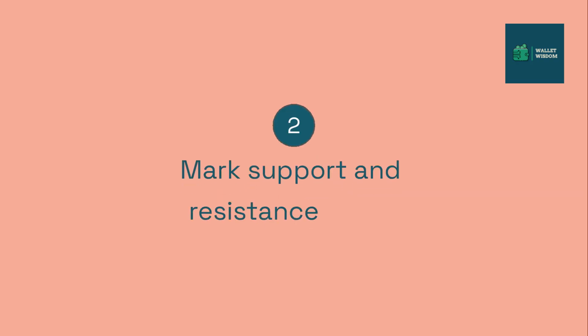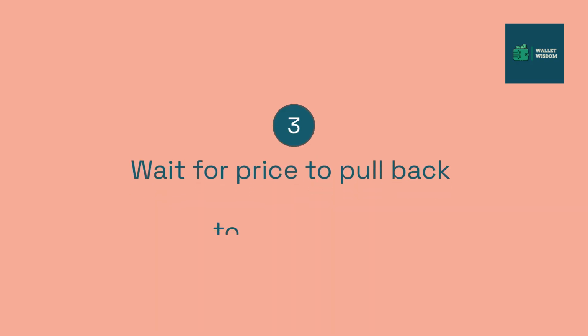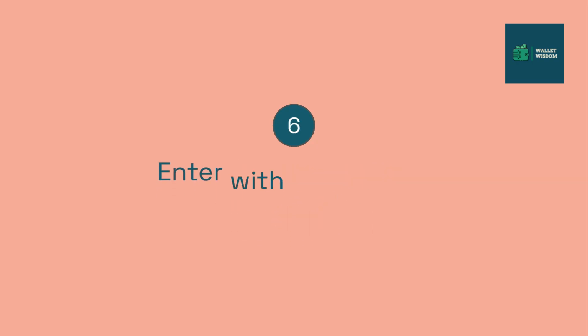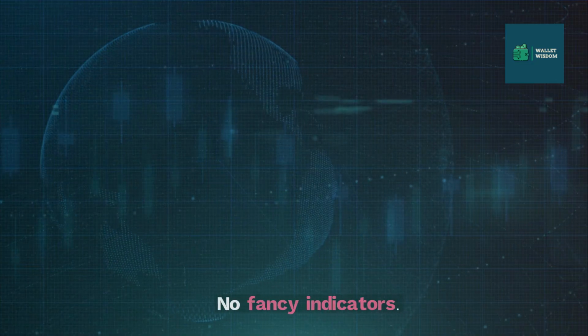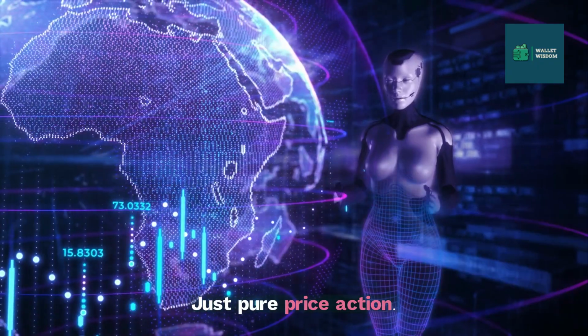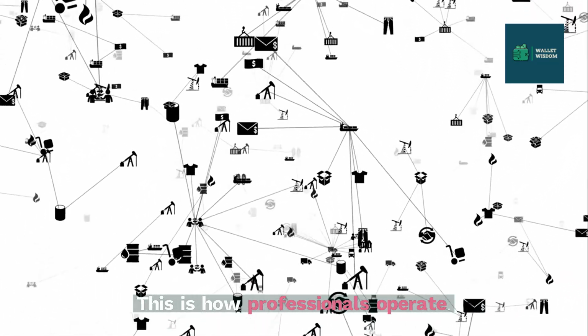Here's what real trading looks like: identify the trend. Mark support and resistance zones. Wait for price to pull back to a key level. Check volume for confirmation. Look for candlestick signals. Enter with proper risk management. No fancy indicators, no complicated strategies, just pure price action. This is how professionals operate.